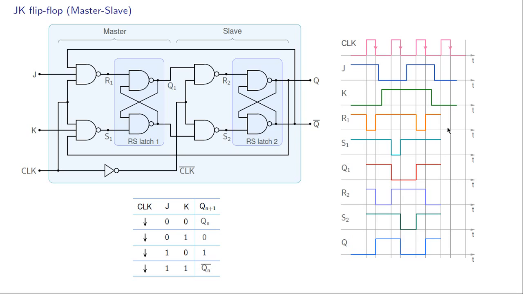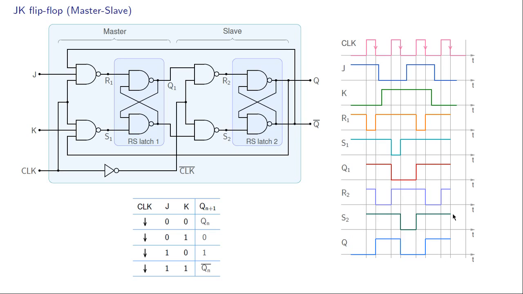In this interval, clock has become 1, therefore R2 and S2 are going to be 1, and Q will continue with what it was, like that. R1 is NAND of J and Q bar. J is 0, so therefore R1 will be 1. S1 is NAND of K and Q, and K is 0, so therefore S1 is also going to be 1. So we have R1 equal to 1, S1 equal to 1, so Q1 is not going to change. So that is what the situation is in this interval.